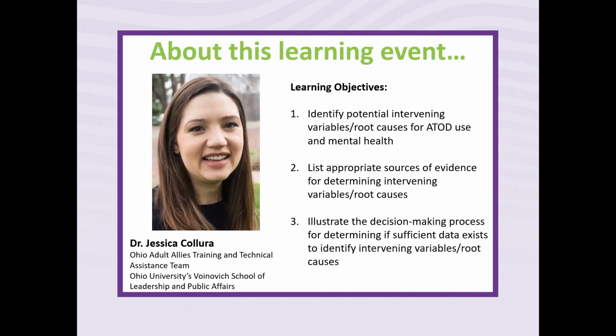The learning objectives for this webinar are for adult allies to be able to identify potential intervening variables for ATOD use and mental health, list appropriate sources of evidence for determining intervening variables, which again are sometimes referred to as root causes, and third, to illustrate the decision-making process for determining if sufficient data exists to identify those intervening variables or root causes.